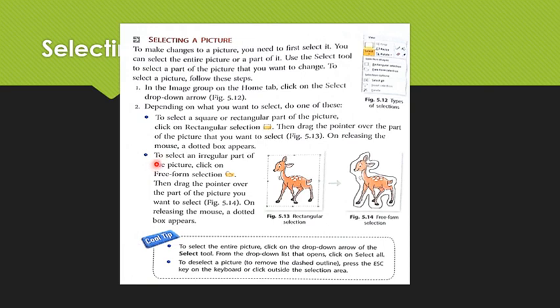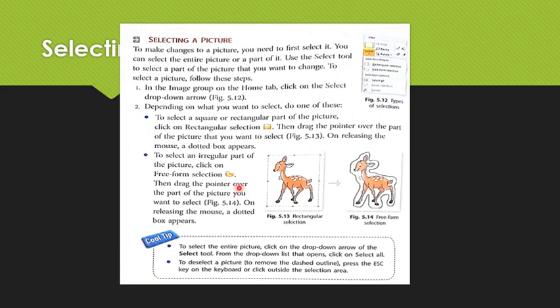Then the second one, to select an irregular part of the picture, click on Freeform Selection. Then drag the pointer over the part of the picture you want to select. On releasing the mouse, a dotted box appears. I hope you understood now clearly.